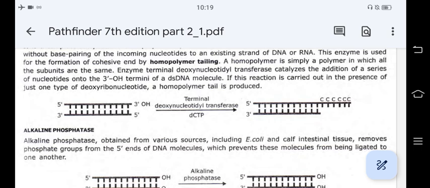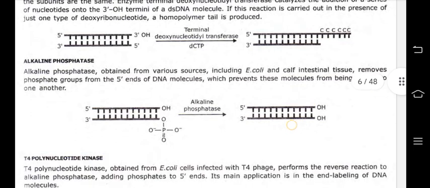So here we could see this terminal deoxynucleotidyl transferase. dCTP is also needed. Then alkaline phosphatase, obtained from various sources including E. coli and calf intestinal tissue, removes phosphate groups from the 5' end of a DNA molecule, which prevents these molecules from being ligated to one another.